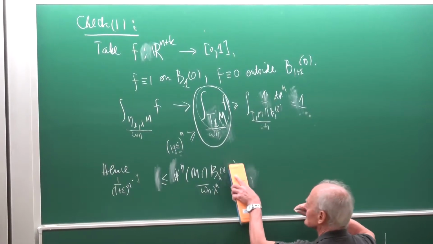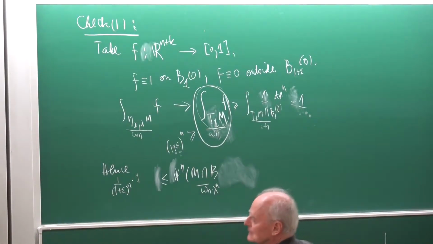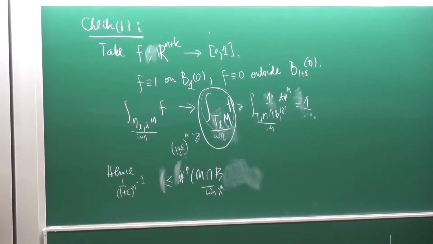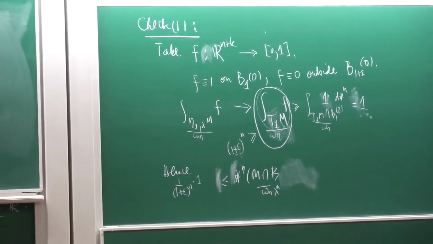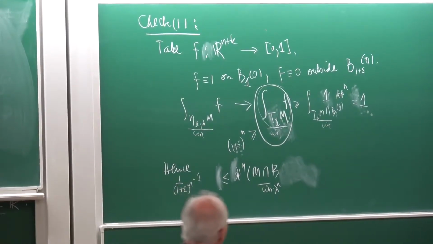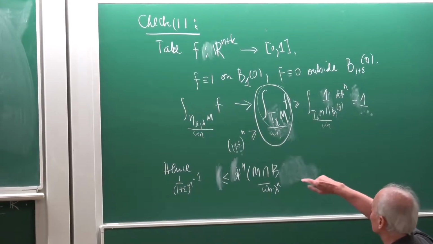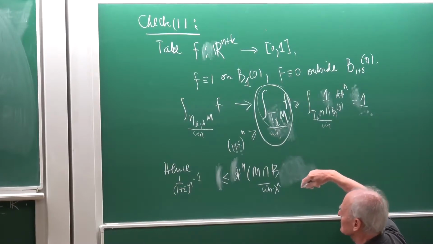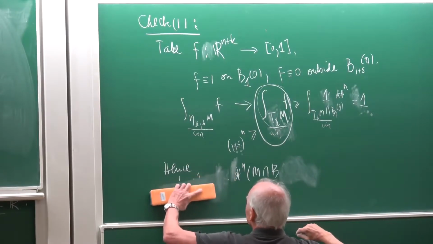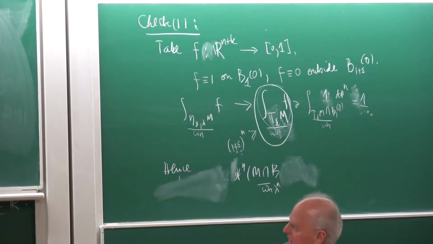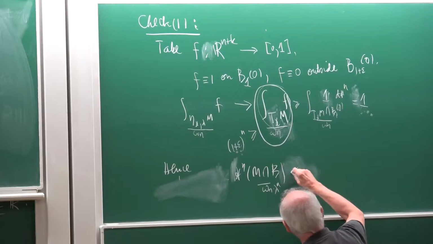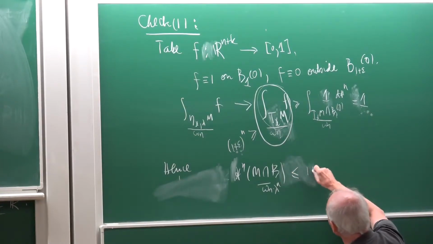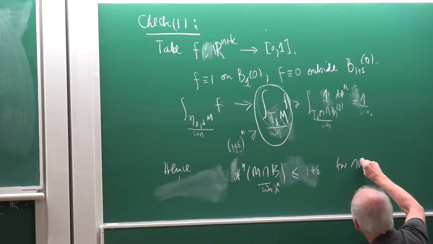I guess I got this wrong. Let's try again. Okay, so what's this? This is less than or equal to that, which is less than or equal to that. This tends to, so it's less than that plus epsilon for small enough lambda. So, sorry, let's try again here. Using that inequality, this guy is less than or equal to 1 plus epsilon for lambda small enough, because of this fact.